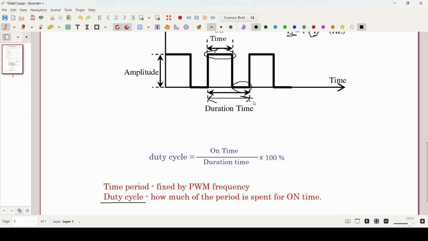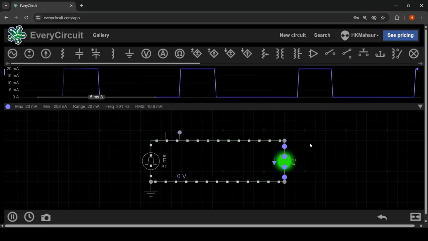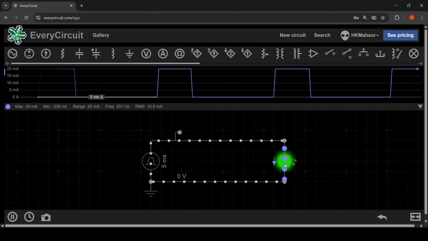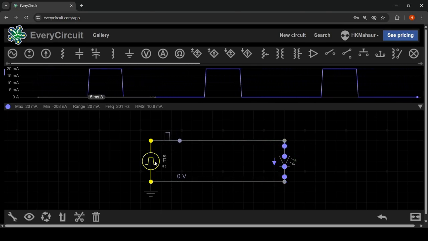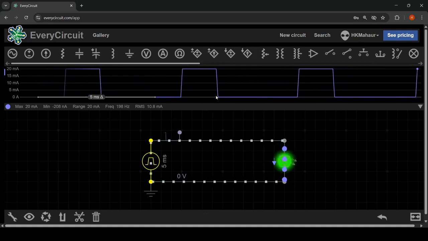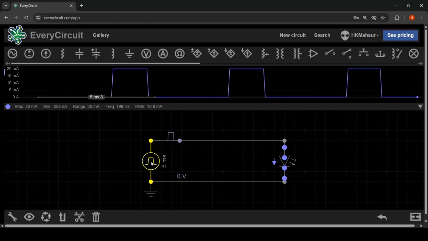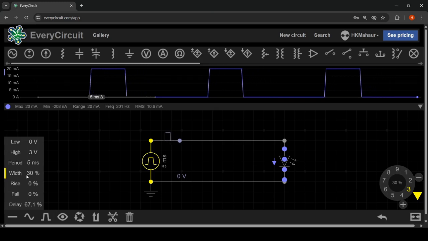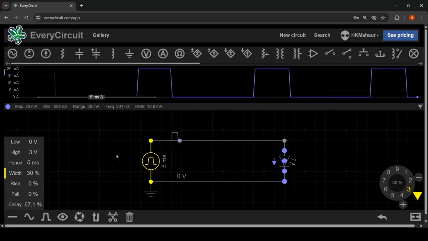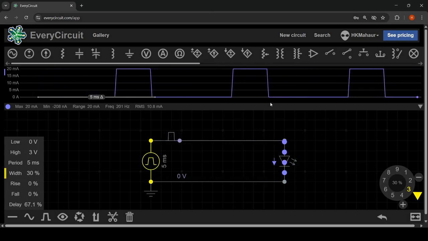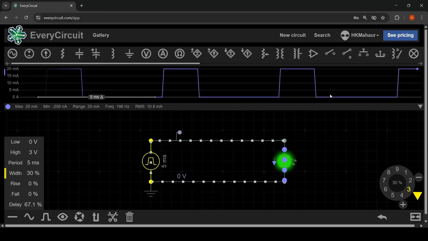Now let us move on to the circuit simulation of PWM. This is a circuit simulation for PWM. In this circuit I am using an LED and a circuit which is generating the PWM signal. This yellow part is the circuit generating the signal; it may be your microcontroller also. Currently I am using a width of 30%. That means for 30% of the time the signal is in the on state, you can see from the graph, and for 70% of the time the signal is in the off state.